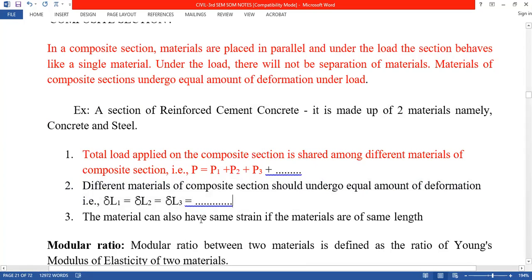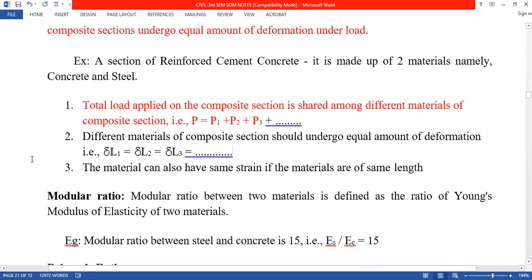The materials can also have the same strain if the materials are of the same length. Note this point: the materials can also have the same strain if the materials are of the same length. So while discussing the problem, when we are considering two materials simultaneously, that is a composite material, the strain, that is the deformation, will be the same whenever the lengths of the materials are the same. And the next one, modular ratio.